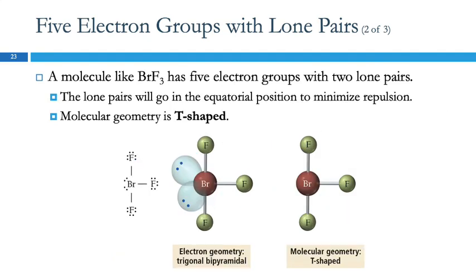Bromine trifluoride also has 5 groups, 1, 2, 3, 4, 5. Again, single bond is a group, lone pair is a group. So again, we're going to have that trigonal bipyramid, but now we have 2 lone pairs, so 2 of the balloons are invisible. There's more space around the equator, so it's going to be one of the equatorial ones that's going to be the lone pair, because there's more space for them.